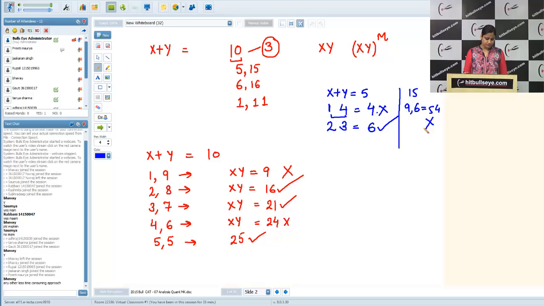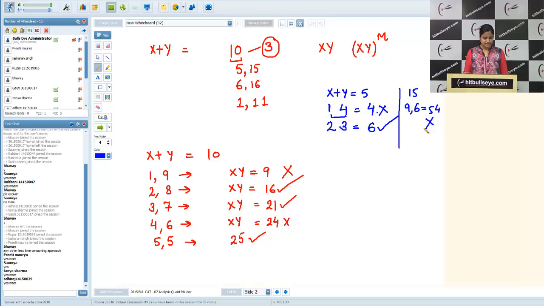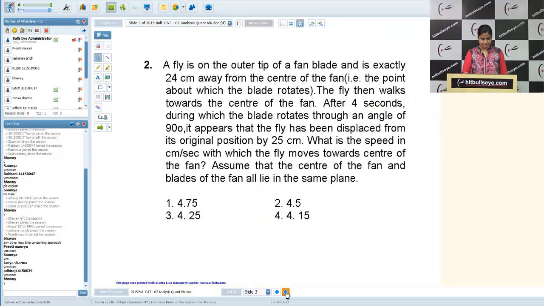No, Bhavya, no. That's why I have included that question in the difficult ones. You have to consider each and every case and you have to check it for x and y. You got the concept, Bhavya? Okay, let us move further.